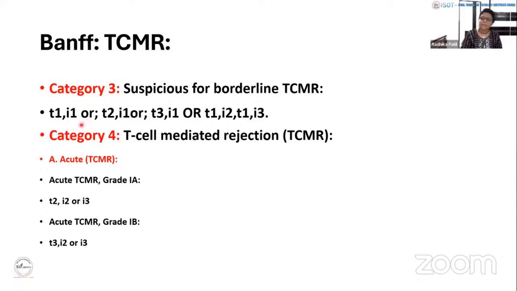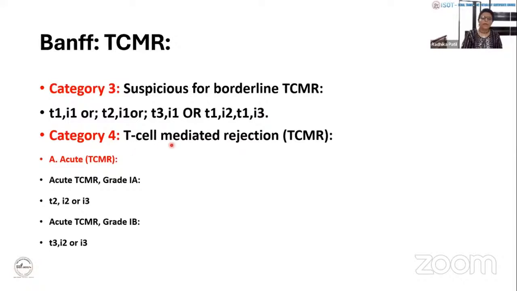If it is less than 10%, it is i0. So when it is at least 10% and t1, 1 to 4 cells in the peritubular cross section, then we can consider it as borderline T-cell mediated rejection. Irrespective of the tubulitis, if the inflammation is mild, then also it is suspicious for TCMR. Irrespective of the inflammation, if the tubulitis is mild, then also it becomes borderline TCMR.